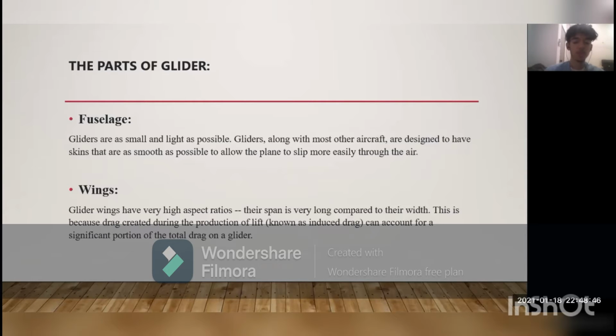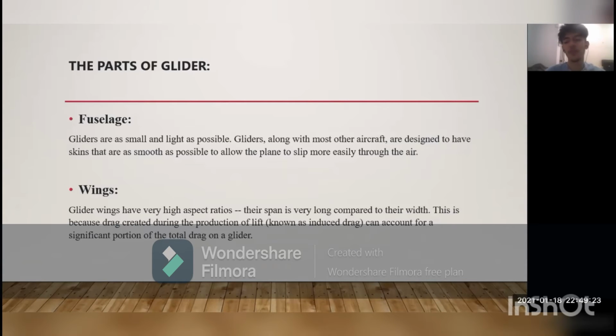Gliders, along with most other aircraft, are designed to have skins that are as smooth as possible to allow the plane to slip more easily through the air. Early gliders were constructed from wood covered with canvas, and later versions were constructed from aluminum with structured aluminum skins that were much smoother. Nowadays, in many modern gliders, composite construction using materials such as fiberglass and carbon fiber is quickly replacing aluminum.